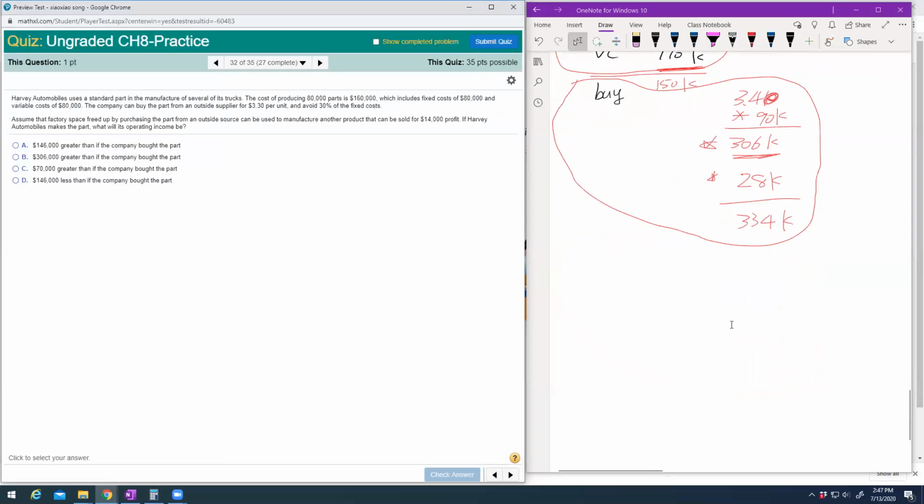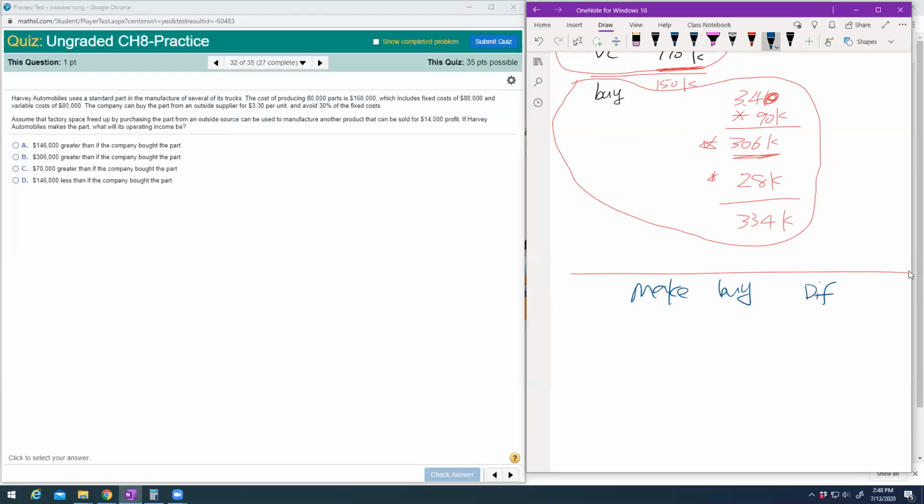Let's look at the next one. If you assume factors, let's think about if you buy, then look at the difference. You use the standard cost to produce, which includes fixed cost and variable cost. The company can buy and save. There was no opportunity cost before, but now you can have opportunity cost. So we do it one more time.